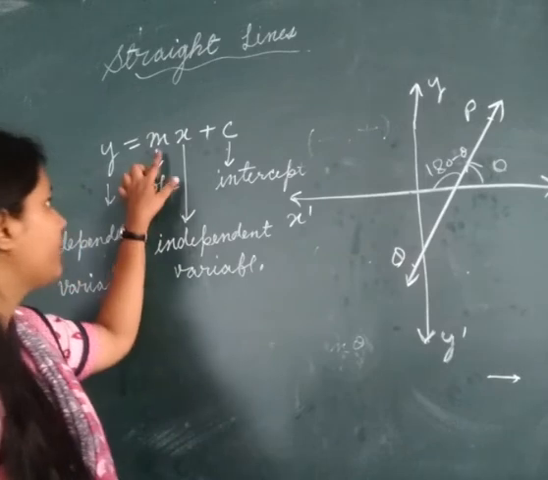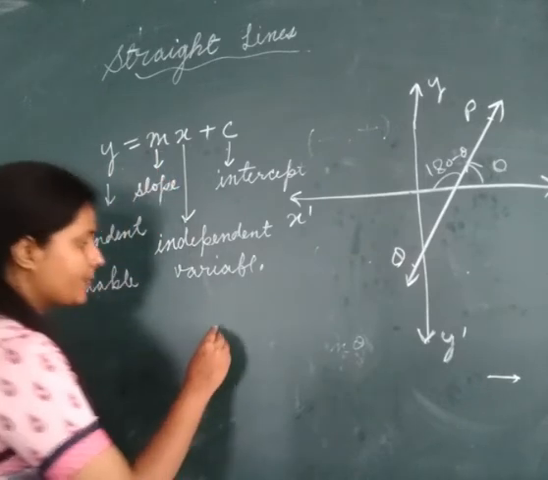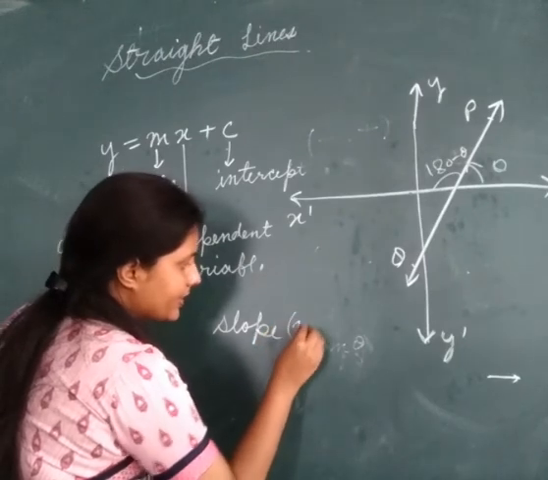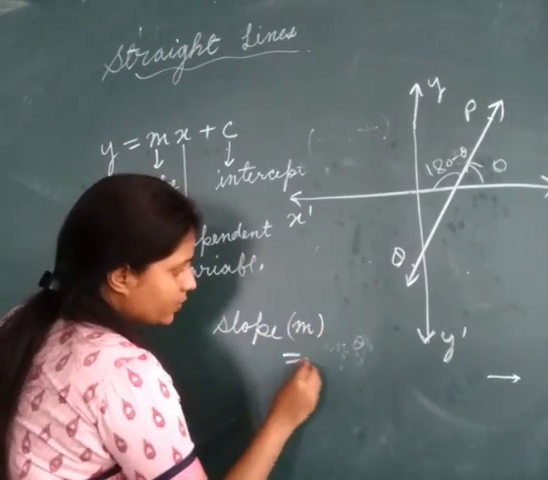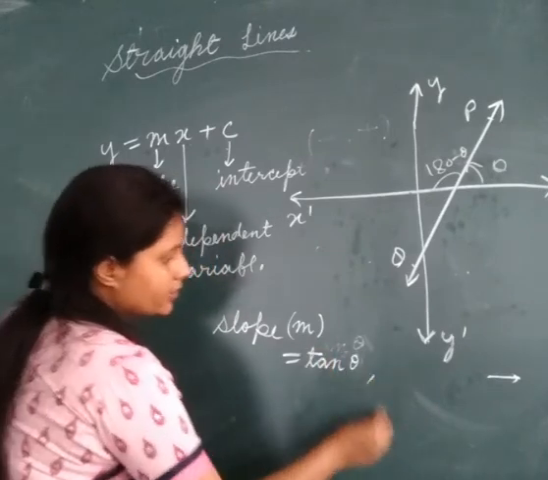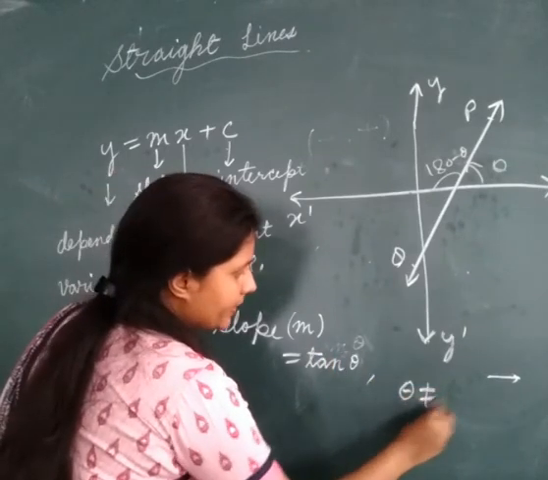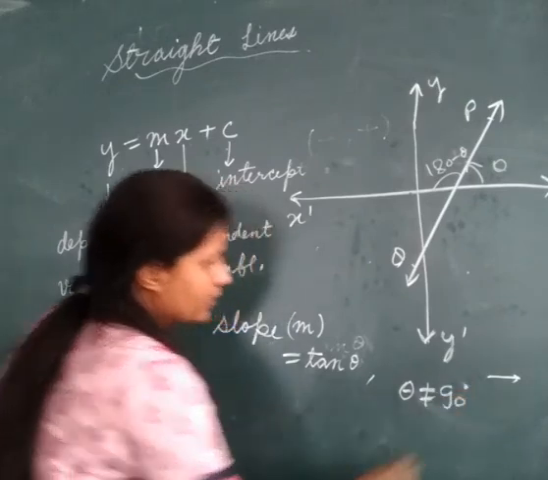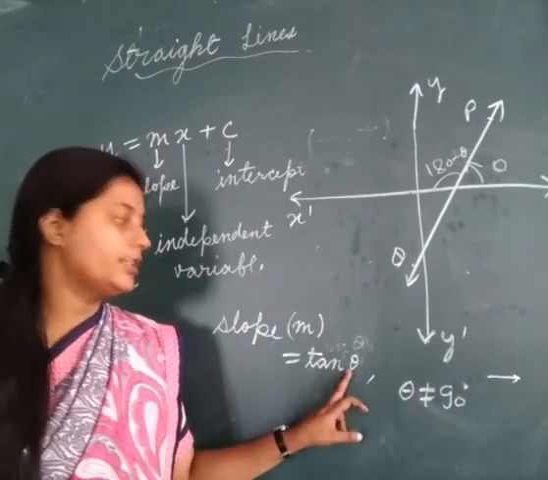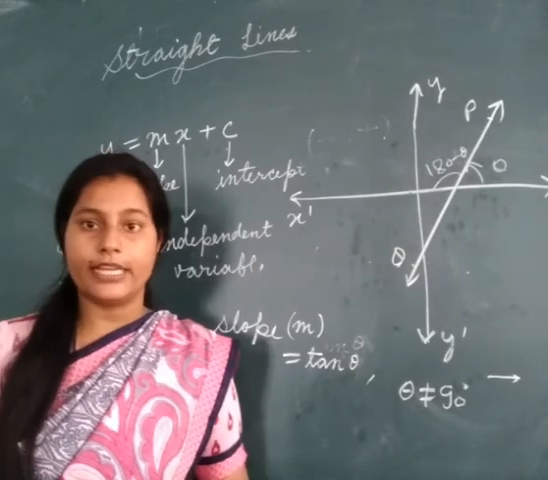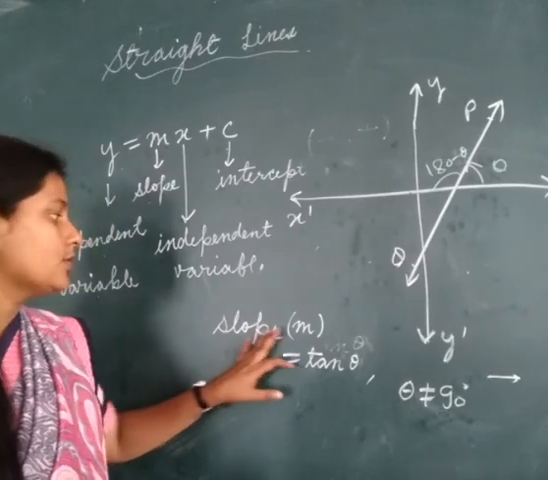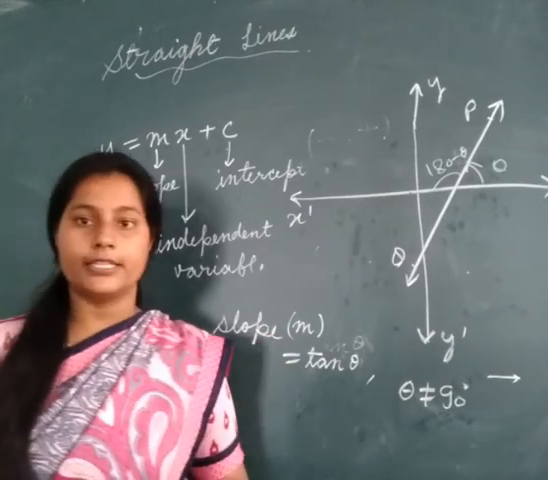Now, if we have to define the slope, then slope is in general represented by m, and the value is equal to tan theta, where theta cannot be 90 degrees. Why? Because we know that the value of tan theta, if theta is 90 degrees, becomes infinite. तो थीटा की वैल्यू हम 90 डिग्री नहीं लेते हैं, otherwise the slope m is defined as tan theta.